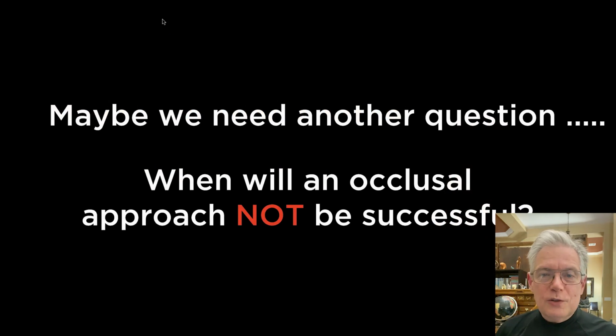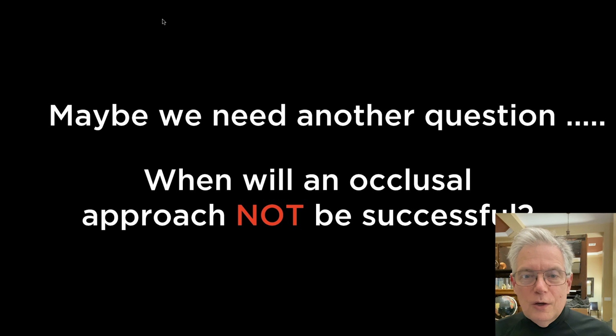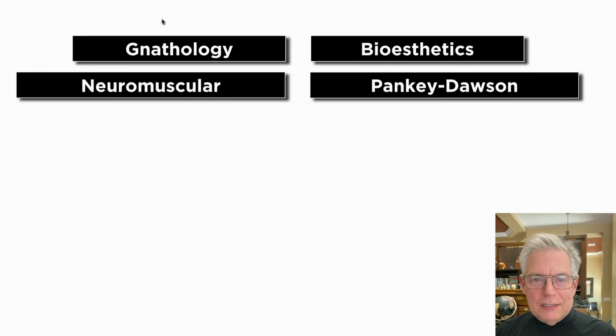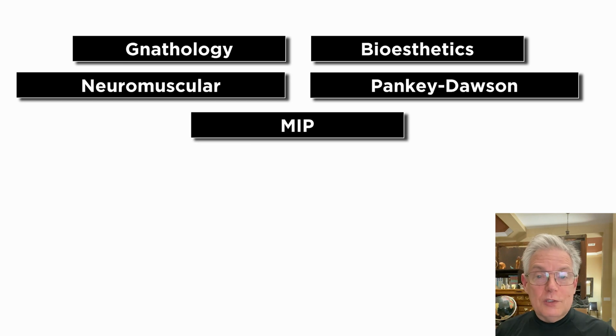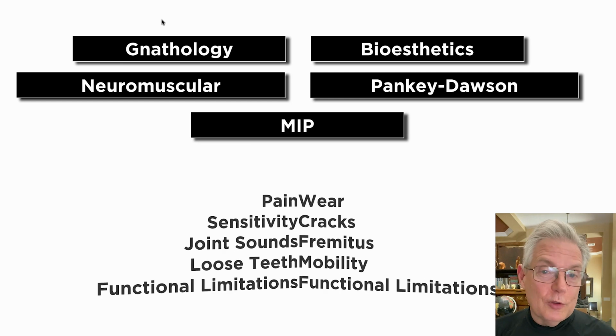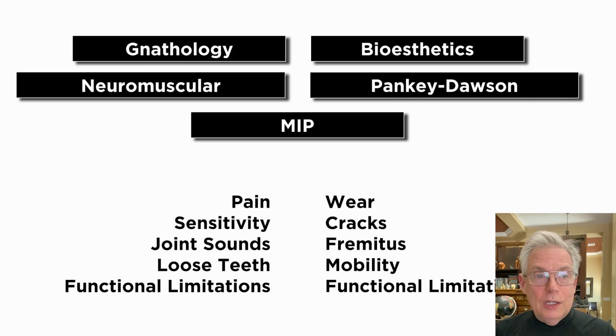I first heard this question posed by Frank Spear, who I am really fortunate and happy to be able to spend a lot of time with these days for the past dozen years. It's been fun because he said, maybe the question should be, when will an occlusal approach not be successful? So if I took all of those and I added one more, maximum intercuspal position, which is where most people function, how do you know it's not working? You know it's not working because of signs and symptoms.